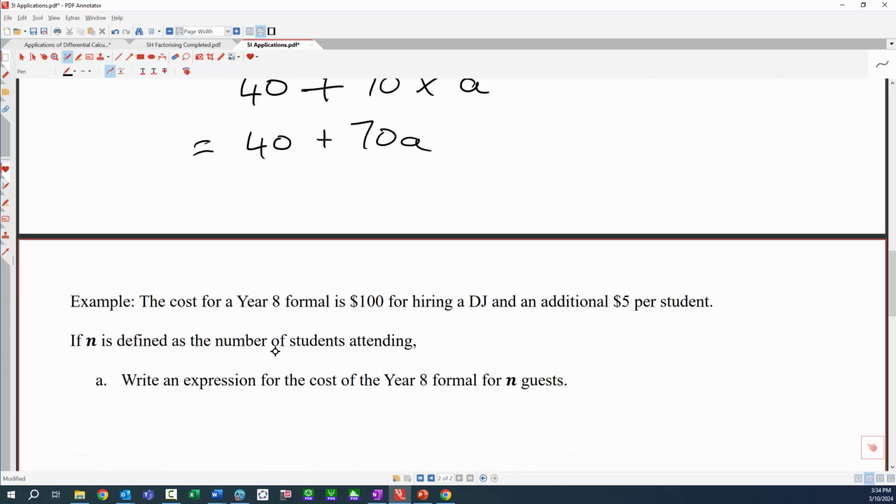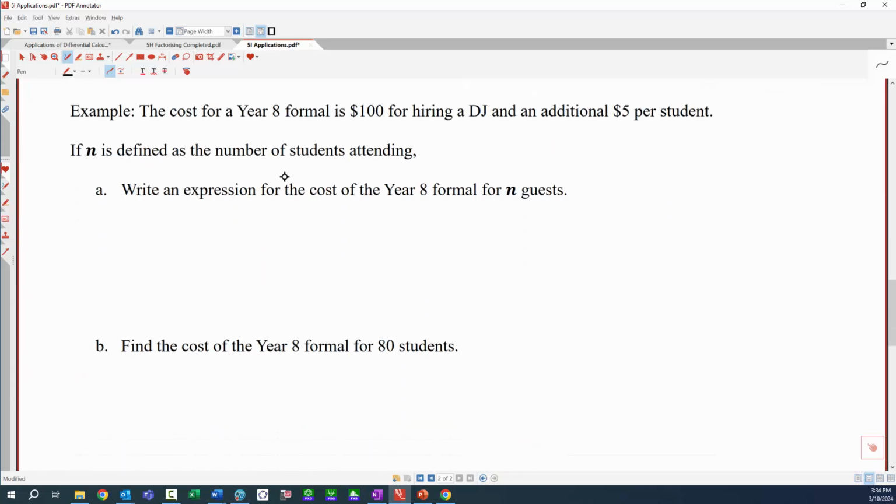All right, not that there is one, but let's just imagine the cost for a Year 8 formal. Imagine the school says, hey, listen guys, we're going to put on a Year 8 formal, and here are the costs. It's $100 for hiring a DJ, an additional $5 per student. That's a cheap formal right there. If N is defined as the number of students attending, the first thing they want us to do is write an expression for the cost of the Year 8 formal for N guests. Okay, so not for 100 guests, not for 20 guests, but for an unknown number of guests.